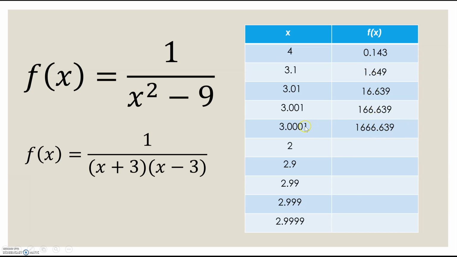But if I keep picking numbers arbitrarily close to 3, I'm going to see the same trend. And same for the negatives, right? So you can check those numbers if you want, or just trust me. Now the thing is, this isn't the only place where my denominator would be equal to 0, right? When x is 3, surely my denominator would be 0. But also when x is negative 3, my denominator would be 0.